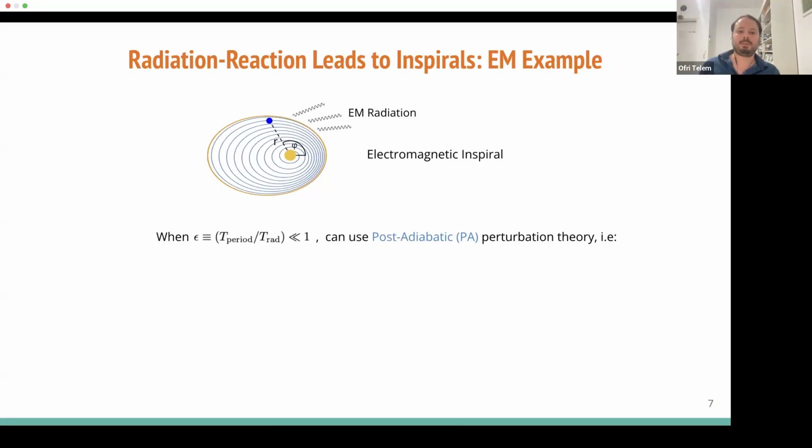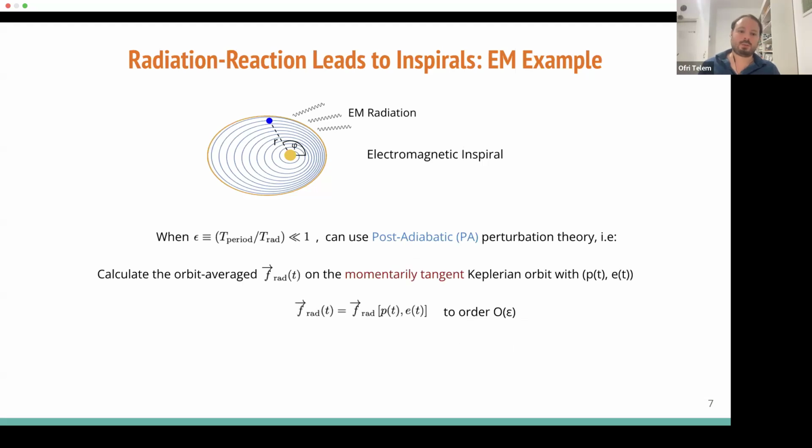Now, in the limit where the time for a single Keplerian period is much shorter than the characteristic time of loss to the radiation, what we're doing is we're slowly moving between neighboring Keplerian orbits. And we can use some perturbative scheme called the post-adiabatic perturbation theory. So within post-adiabatic perturbation theory, what we can do is we can calculate the orbit averaged radiation reaction force, not on the true orbit, but to the desired order in the perturbation theory on the Keplerian orbit, which is momentarily tangent to where we are at the time t.